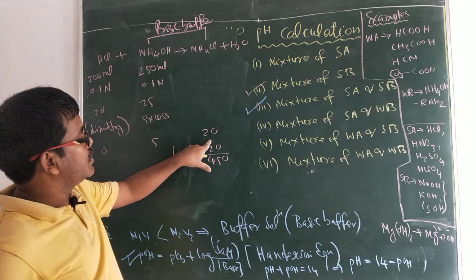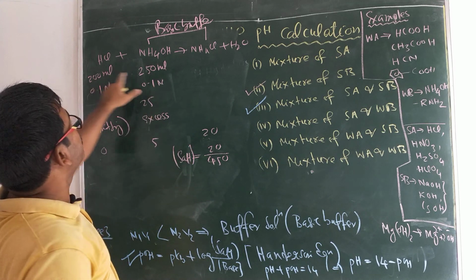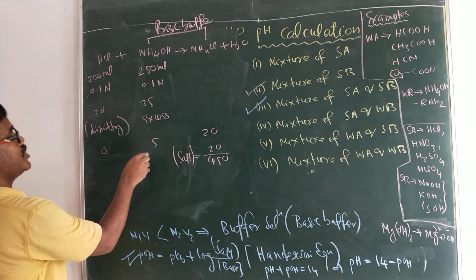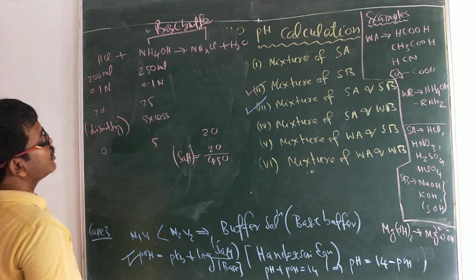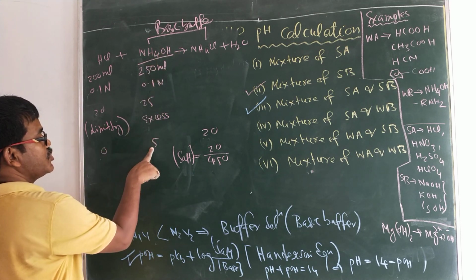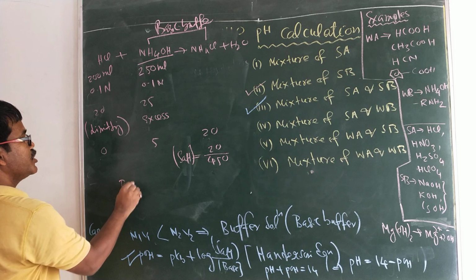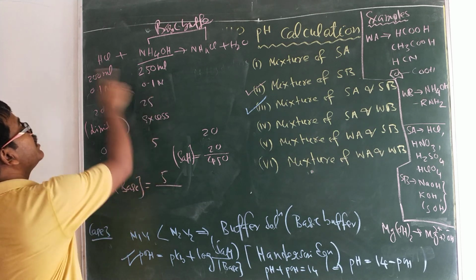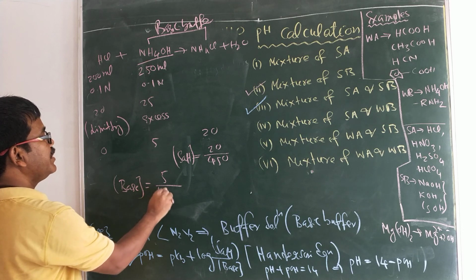Milliequivalent of the salt by total volume: 200 plus 250, that is 450. And what is the salt concentration? What is the base concentration? The base concentration will be how much milliequivalent? 5 divided by total volume, that is 450.